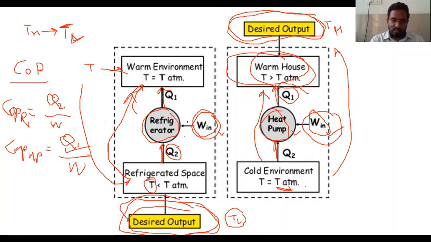Pratik, what is W? Q1 minus Q2. Yes, or simply the interaction with the high temperature body minus interaction with the low temperature body, to avoid the confusion. Okay, we know that this is higher temperature compared to this one, so Q1 minus Q2. So this is going to be Q1 minus Q2. This is also going to be Q1 minus Q2.